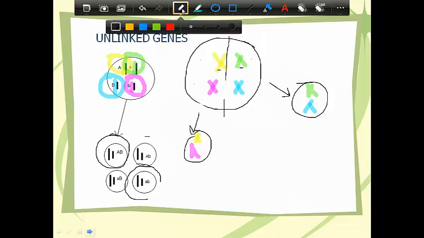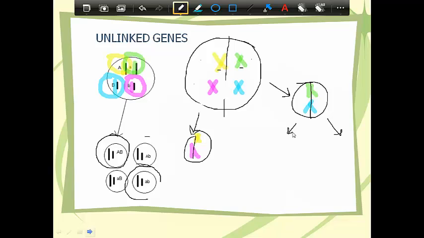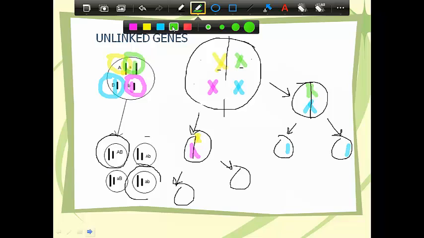And then the second divide splits those sister chromatids apart for both of these cells. Draw the new ones in. Now we've got 4 possible gametes, and a blue in each, and a green in each, a yellow in each, and a pink in each.